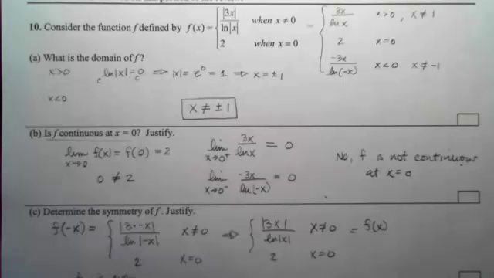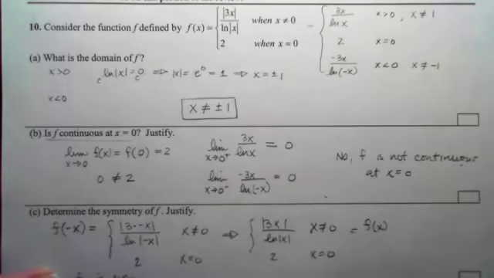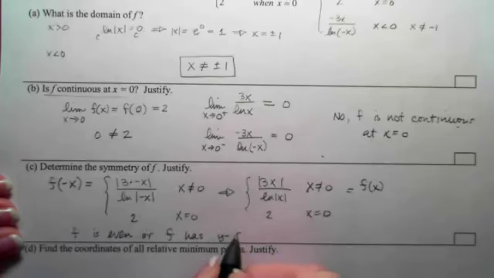Now the beauty of that is that now we can examine just what happens on the right-hand side and then use the symmetry to get what's going on with the left. So f is even, or f has y-axis symmetry.